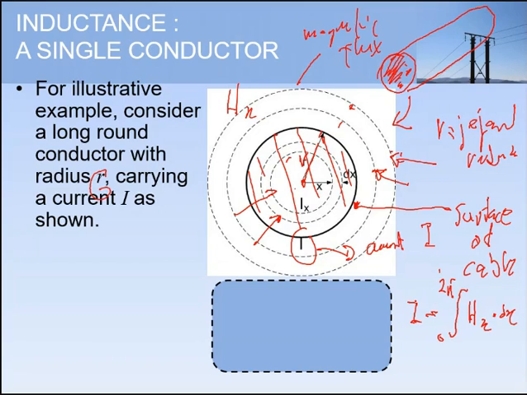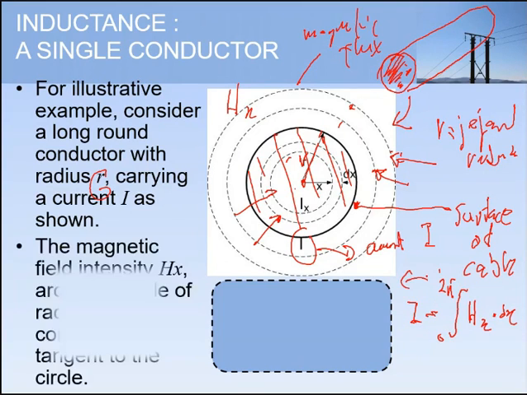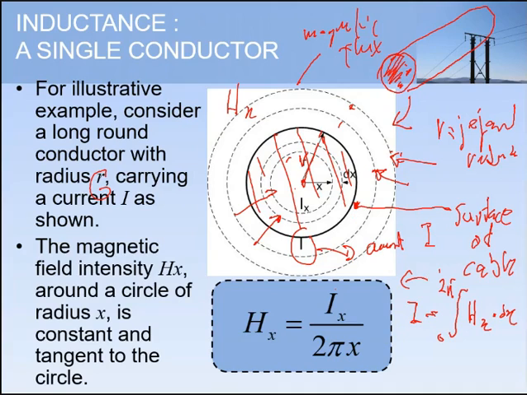So you simplify it, and it becomes like this. Hx is the magnetic field intensity around a circle of radius x. Okay, x is constant and tangent to the circle. So this is the basic equation.